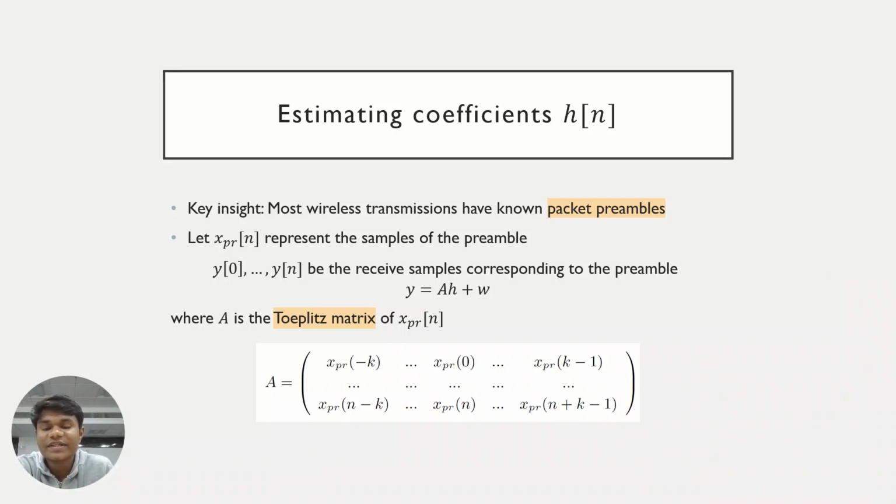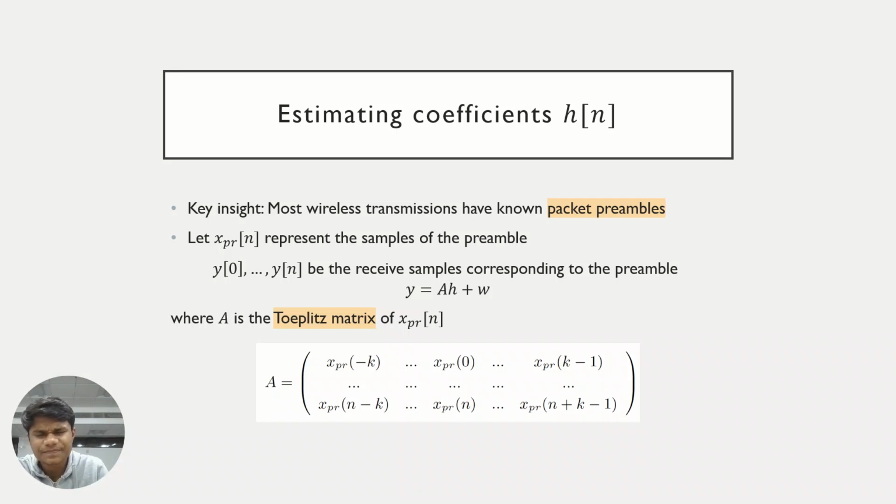Now what we are going to do is we will say that xpr of n will represent the samples of the preamble, and y0 to yn will be the received samples corresponding to the preamble. So we can write y is equal to Ah plus w. Now here again we encounter a new term, which is A. So A is the Toeplitz matrix of the samples of the preamble.